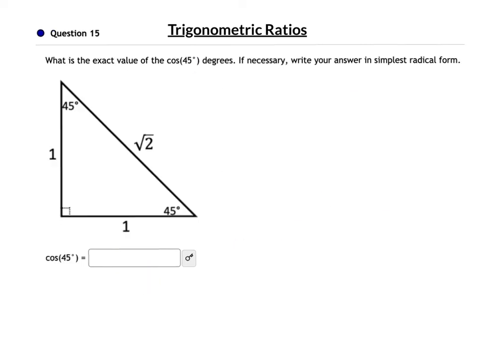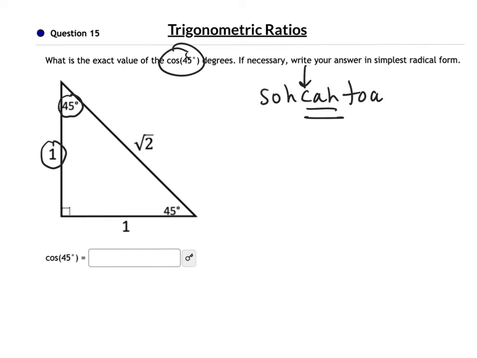Question 15. Back to your SOHCAHTOA. Cosine of 45. We're right there. Cosine is adjacent over hypotenuse. Here's the 45. The adjacent is 1, because the hypotenuse is always the hypotenuse, over √2. There's my hypotenuse. The cosine of 45 would be adjacent 1 over hypotenuse √2.